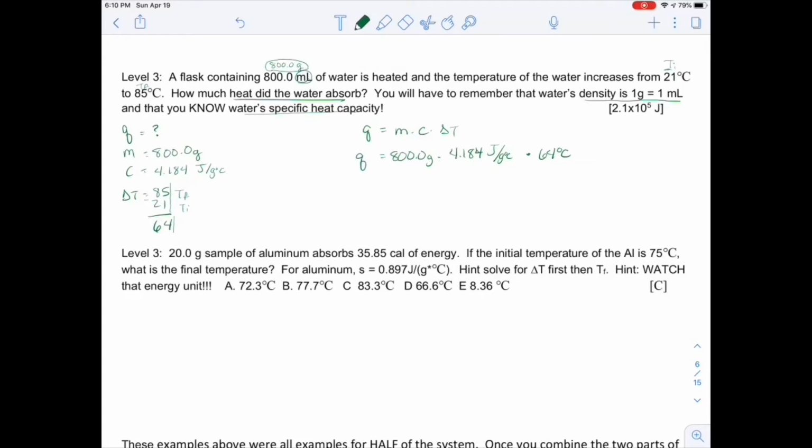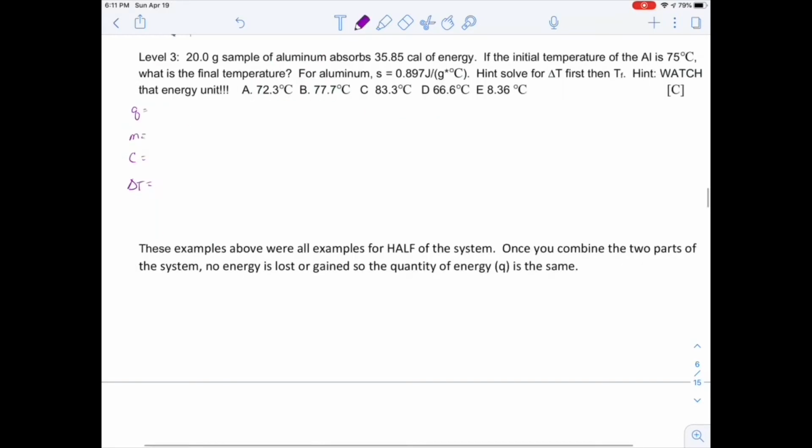Plug that in the calculator and you get 2.1 times 10 to the 5th joules. Check the sig figs. Our temperature change limited our sig figs, so we've got 2 places there. That's why this is 2.1 times 10 to the 5th. Now on your own, make sure that you are showing that your units do cancel so that you only end up with a joule. So I'm going to go ahead and fill out my Q.